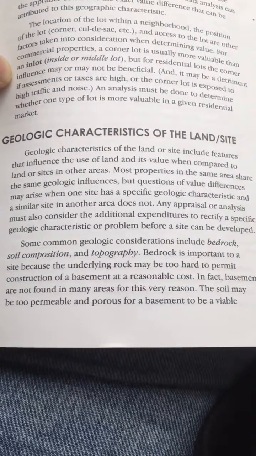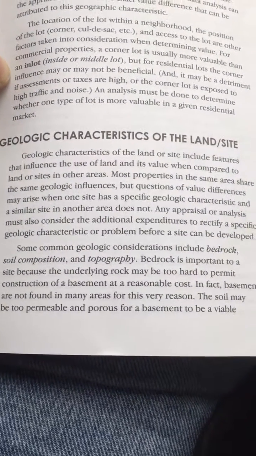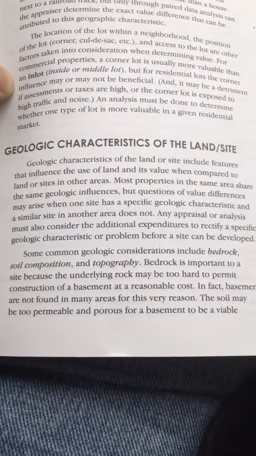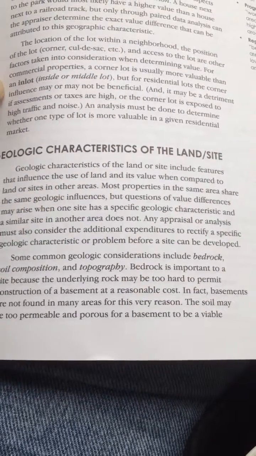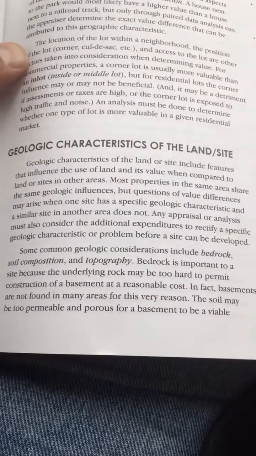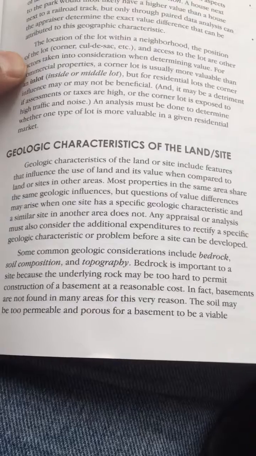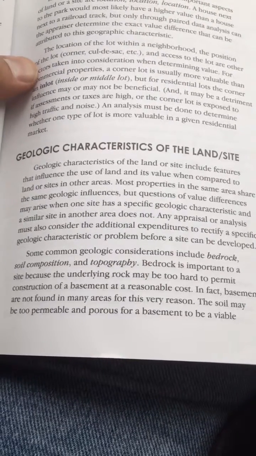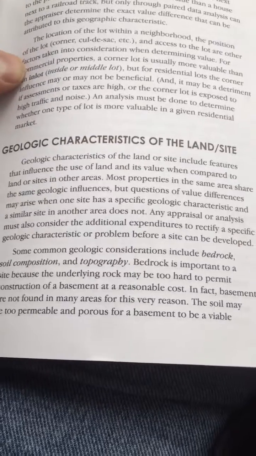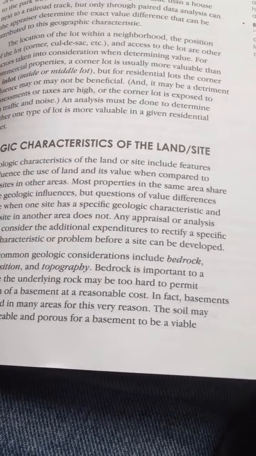Bedrock is important to a site because the underlying rock may be too hard to permit construction of a basement at a reasonable cost. In fact, basements are not found in many areas for this very reason. The soil may be too permeable and porous for a basement to be viable.